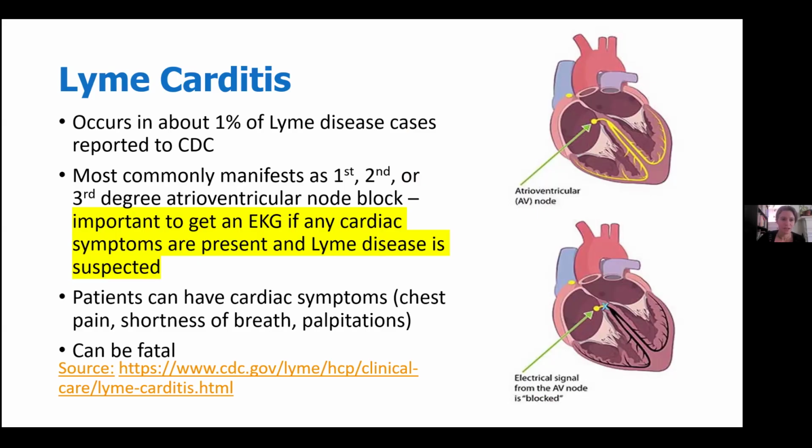If the person has cardiac symptoms present and Lyme disease is suspected for that person, then it's important to get an EKG. Lyme carditis does most commonly show up as an AV node block, and their cardiac symptoms could be things like chest pain, shortness of breath, or palpitations. And then, of course, this has the potential to be fatal.